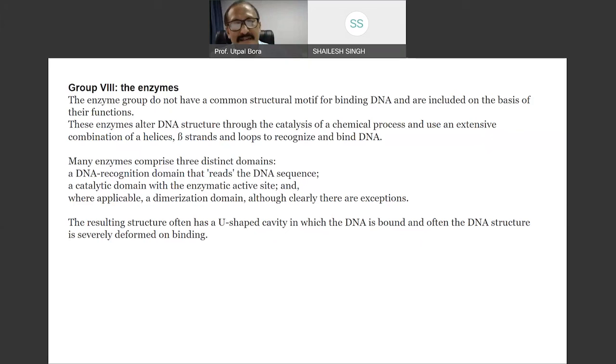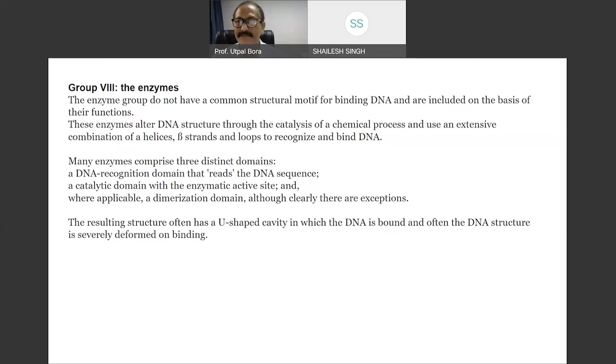Many enzymes comprise 3 distinct domains. In spite of this, we can have some generalities. Number 1 is a DNA recognition domain that reads the DNA sequence. Second is a catalytic domain with the enzymatic active site and, where applicable, a dimerization domain, although clearly there are exceptions. These are some of the common things, but there are also exceptions because the enzymes do not share a common structure. The functional thing is common: they will alter the DNA, but this DNA alteration is again of different kinds. Some may cleave the DNA, some may phosphorylate the DNA, and so on.